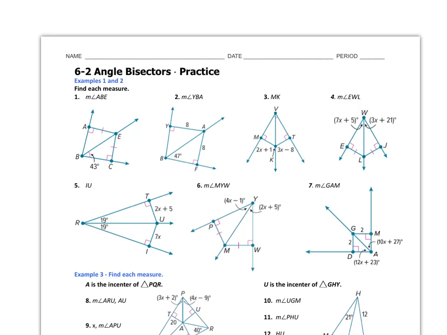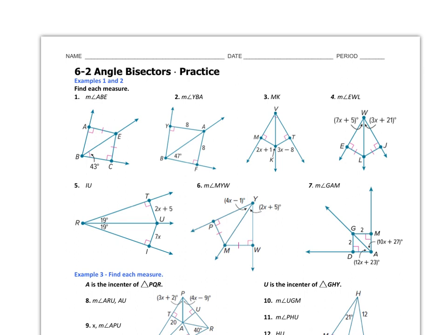So when we talk about angle bisectors, what we've been doing is the angle bisector theorem: if a point is on the bisector of an angle, say point E, then it is equidistant from the sides of the angle, which would be angle ABC. And the converse to that is, if a point in the interior of an angle, so we have angle ABC and E is the interior point, is equidistant from the sides of the angle, then it is on the angle bisector.